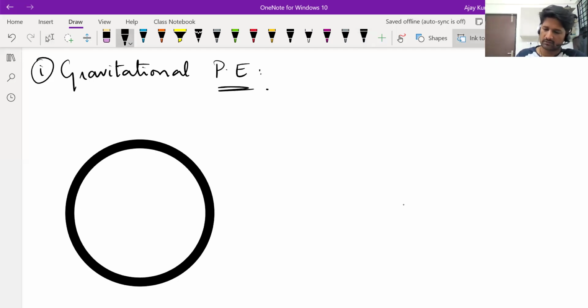Assume this is the Earth and consider an object on the Earth, maybe somewhere here. Let its mass be small m. When you go out of the Earth, like when you go into space and look, this is how it may look. Earth and an object. In fact, the object size won't even be perceptible compared to the Earth's size.